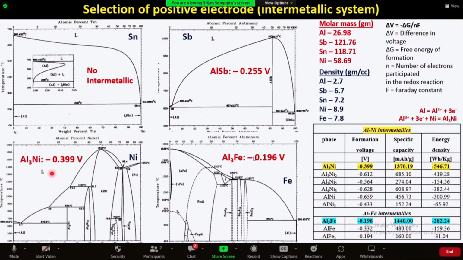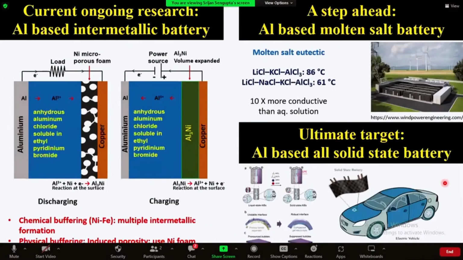But we have currently started with the aluminium-nickel system, which can give us an energy of 546.7 watt-hours per kg. Very, very high, almost twice that of commercial lithium-ion batteries. And this is the final slide. On the left-hand side, what is the current research we are going on? We are trying to develop an aluminium-lithium battery and an aluminium-nickel battery with non-aqueous solvent.